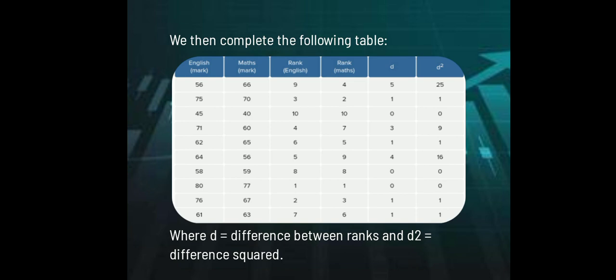So for example, 9 minus 4 is equal to 5, right? 3 minus 2 is equal to 1. 10 minus 10 is equal to 0. 4 minus 7 is equal to 3. 7 minus 4 is equal to 3. So D is also an absolute value, which means it can only be positive. Okay? So our D squared values are 25, 1, 0, 9, 1, 16, 0, 0, 1, 1. Okay?